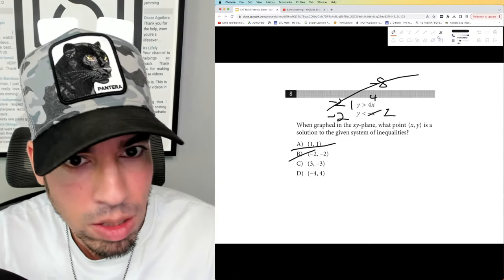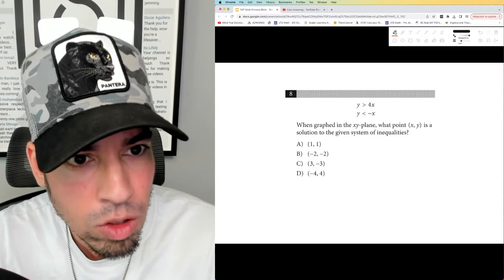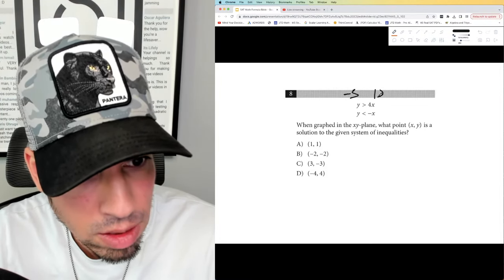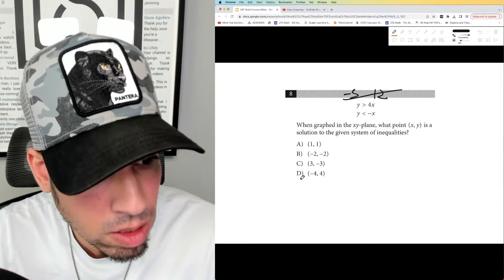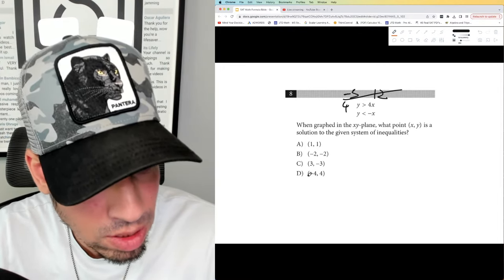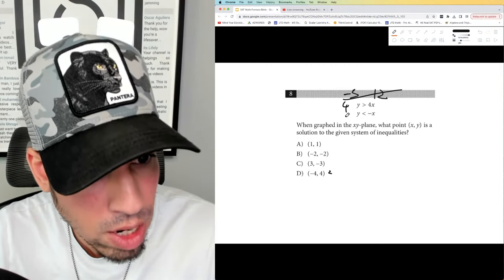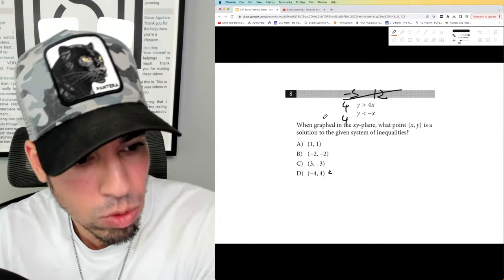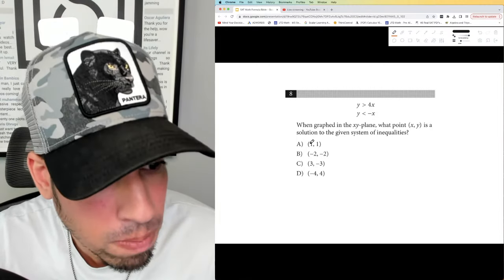So this one, let me get rid of all this. For C, we're plugging in -3 for Y, 3 for X, -3. Oh, no, it's not that one. It's going to be D because that fails this one. And then here you have 4 is greater than -16. That works. And then here you'd have 4 is less than 4. Wait, that doesn't work. Hold on. Back up. Let's do it again.